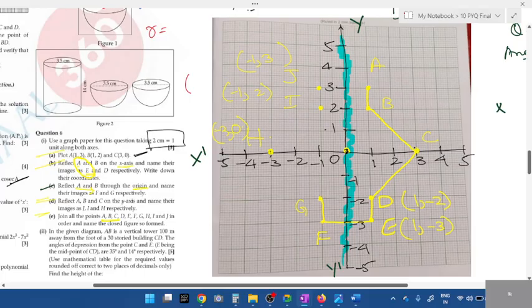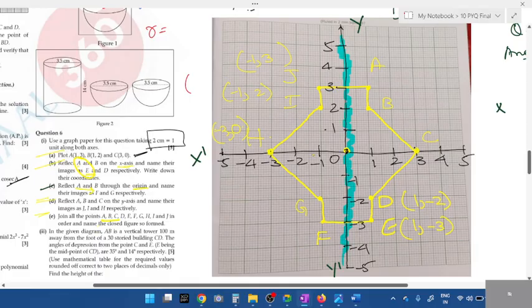G to H, H to I to J, and again back to A. This is the diagram you should get. All of you got this diagram? Close the figure. And you have to name it.